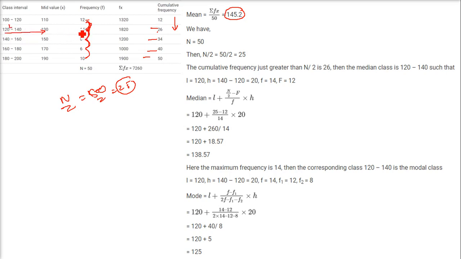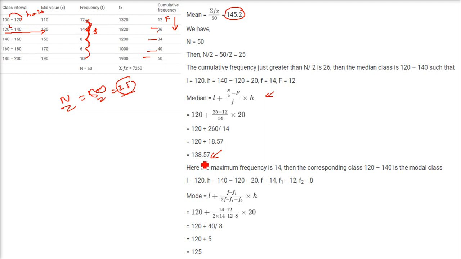So now here 120 is L, the frequency will be f and the previous cumulative frequency will be capital F. And n by 2 is already 25. H is what? 120 minus 100, that is, H is 20. So we'll put all these values in this formula, we get 138.57.